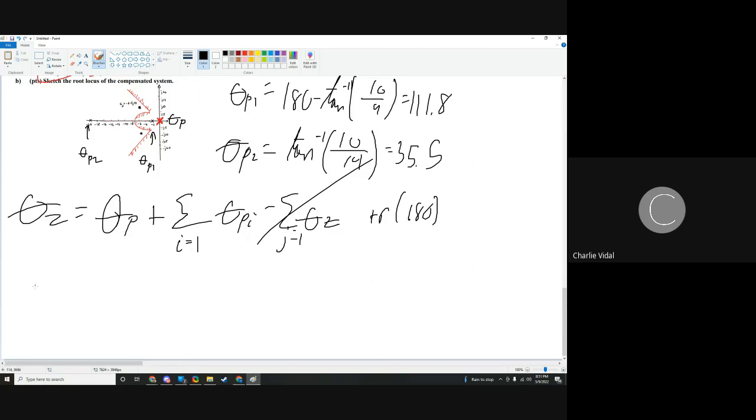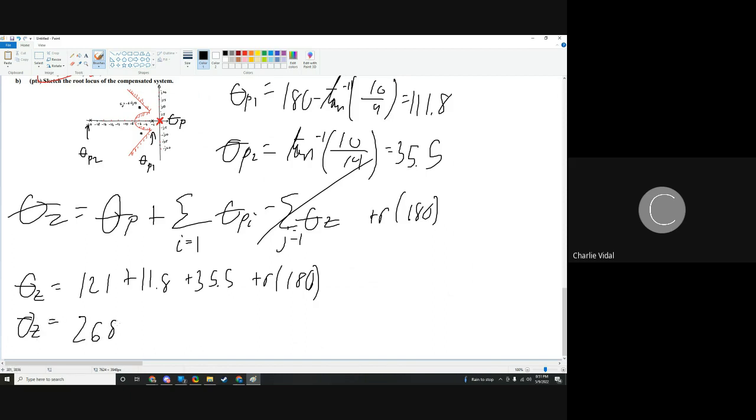And then we're going to do theta z is equal to 121 plus 11.8 plus 35.5 plus r times 180. And this will give us a value of 268.3. Just remember, we're trying to get it lower than theta z max.